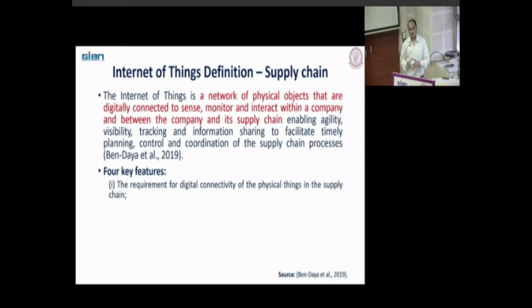It shows that if one or some members in your supply chain are not updating the information or not sharing timely information, your supply chain will be affected because of that.